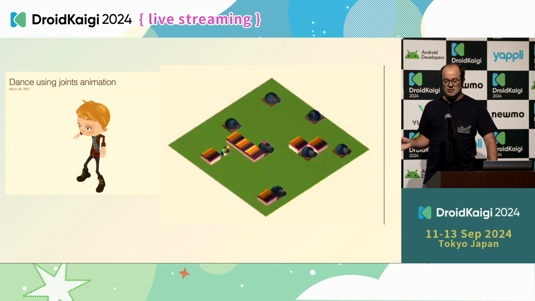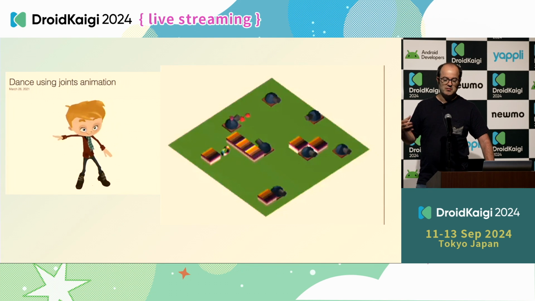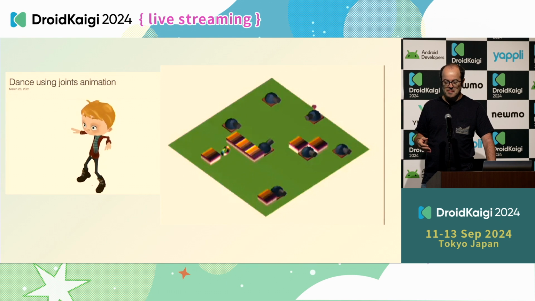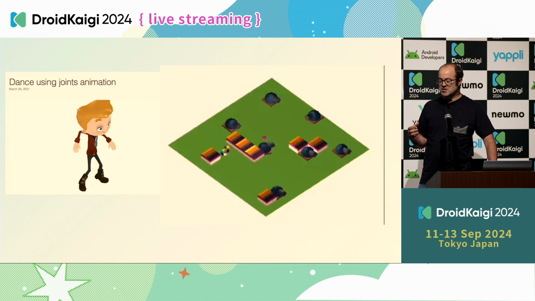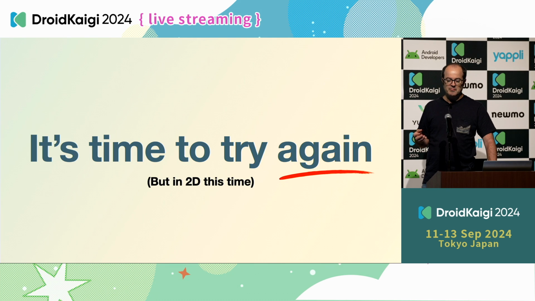So in the end, I'm quite happy with the result of my 3D game engine. For example, here we can see a character dancing in my web browser. I was able to create a few games with it. But I was not satisfied. I wanted a game engine in which I can create a game very quickly. So I tried again, but this time in 2D, because I was pretty sure it would be easier to create.